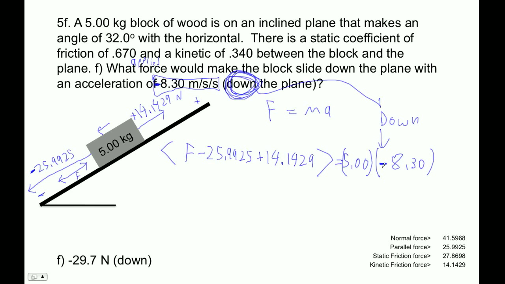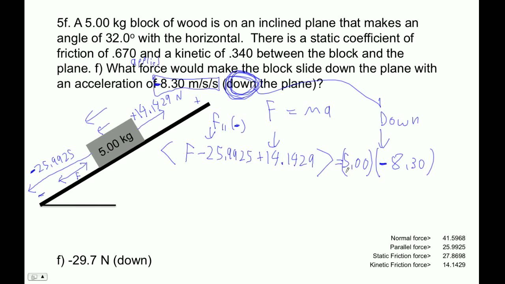That leads to the minus sign. Parallel force is always down the plane, so it's just always negative. The friction force opposes the sliding, so we just have to know which way we're sliding. If we're sliding down the plane, friction force is up the plane. And then I think we're ready to go. Let's go for this.